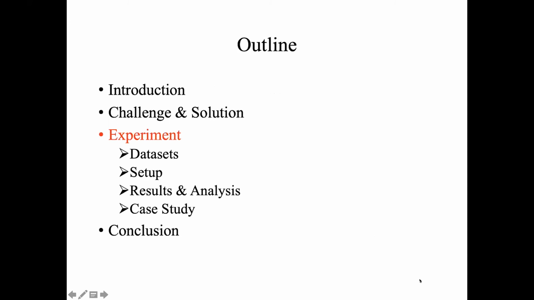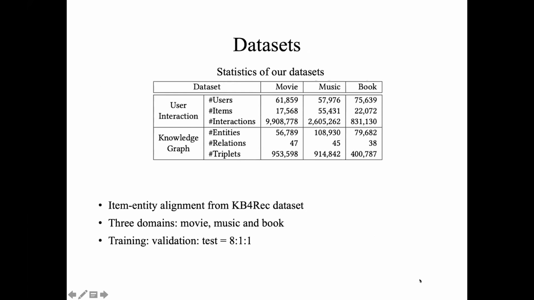Then we will move to the experiment part. Our datasets are organized with item entity alignment. These alignments are obtained from the KB4Rec dataset, which will be introduced then. Our dataset covers 3 domains: movie, music, and book. We split the knowledge graph dataset with an 8:1:1 ratio. For more detailed constructions, please refer to our paper.